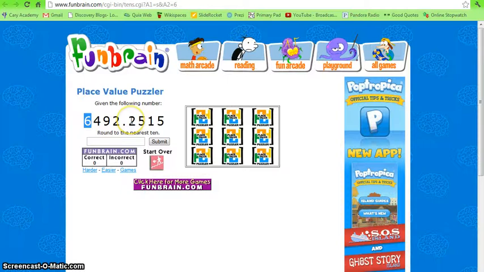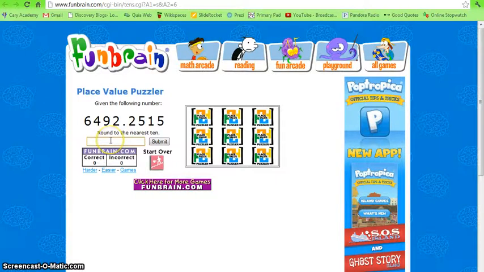Now to the right of the decimal, the 2 is the tenths place. The 5 is the hundredths place. The 1 is the thousandths place. And the last 5 is the 10,000ths place.